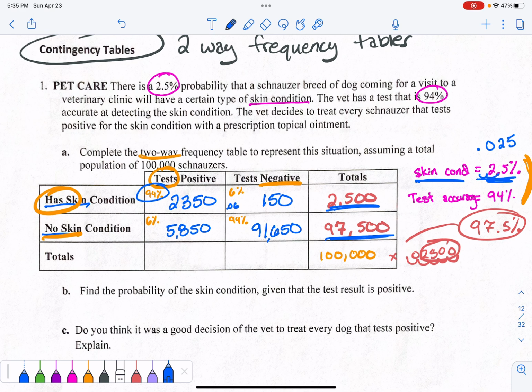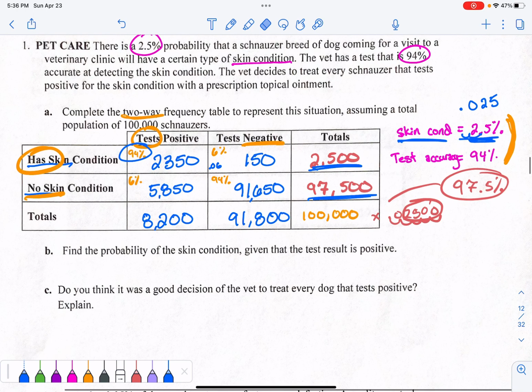Now, the total testing positive, if I add those two together, means that everybody who tests positive is 8,200 people, or 8,200 dogs, I guess I should say. If I add these two together, that is going to be like 91,800, I think. These should add up to be the 100,000. So this is how my table breaks down, and from here we can crunch some numbers and come up with some results.